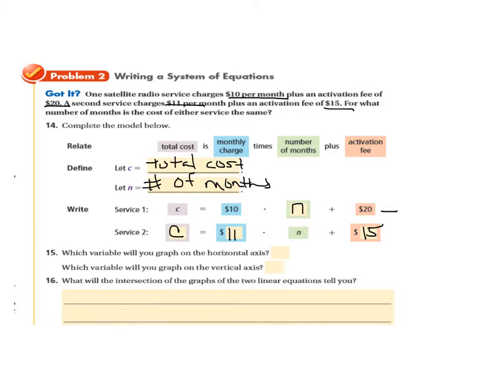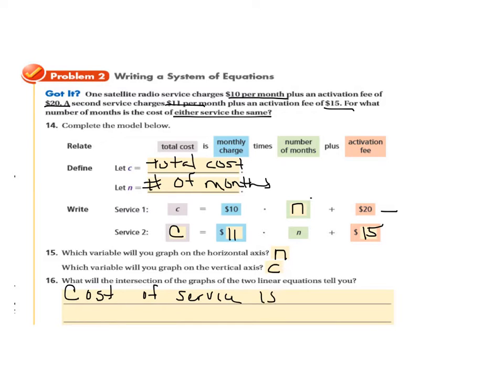All right, now when we want to know what variable, if you graph it, is going to be on the x-axis, that's always your independent variable. Your cost depends on the number of months. So your N is your independent variable. Your cost depends on how many months. So your C is your dependent variable. And what will the intersection of the graphs tell you? It will tell you what month the cost of either service is the same. So it's when the cost of service is the same.